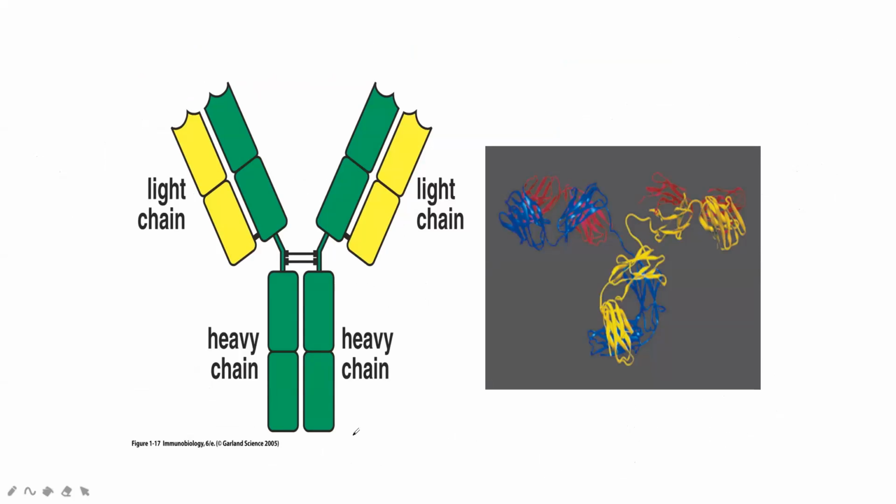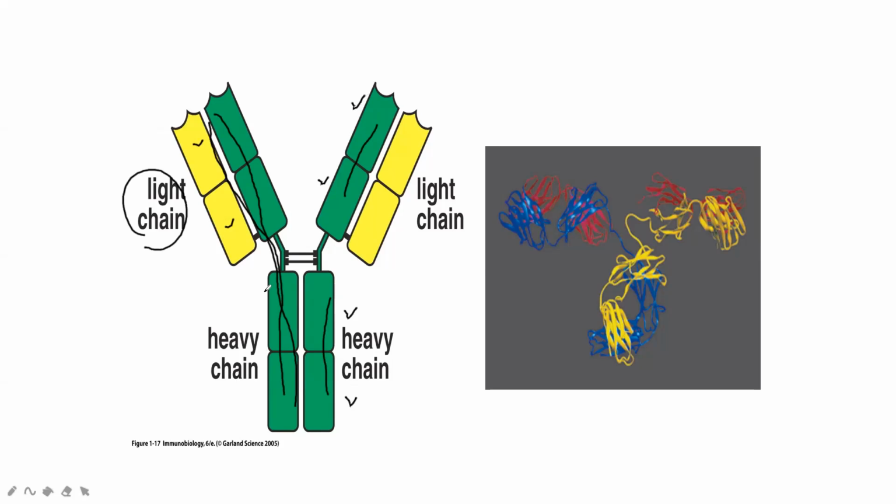Now see the heavy chain and light chain. Green in color, you can see, is the heavy chain structure. And yellow in color is the light chain structure. How many parts does the heavy chain have? Heavy chain part 1, part 2, part 3, part 4. We have four parts there.